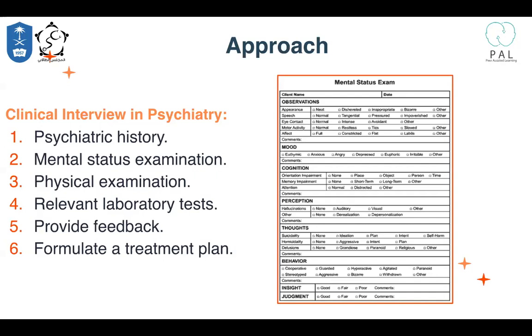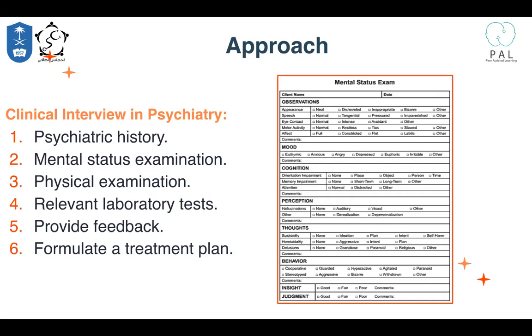Such as major values, standards, his or her prevailing mood, attitude to self, how they perceive their past achievements and failures, and personal interests. Okay, then we go for the examination. For examination we have the usual physical examination and the mental status examination.